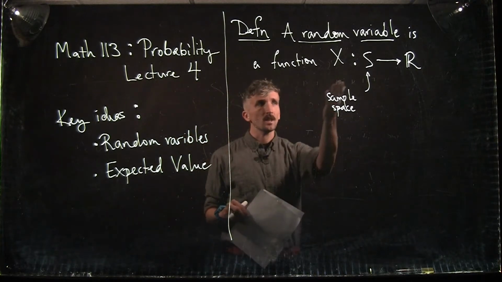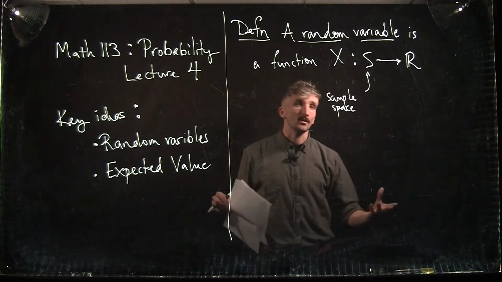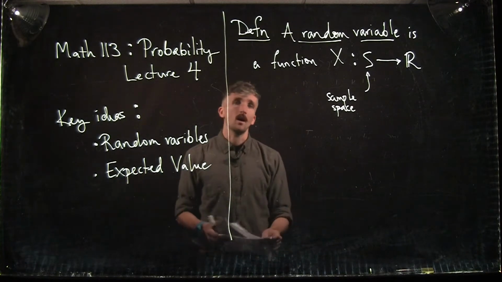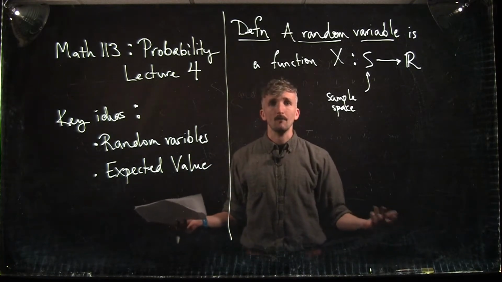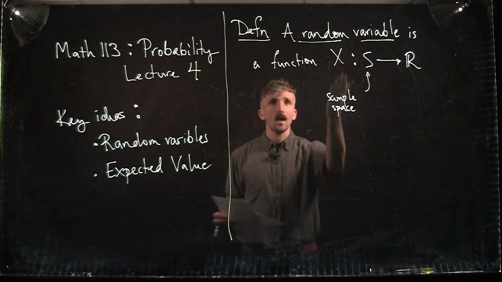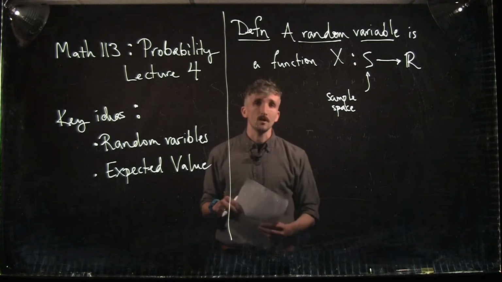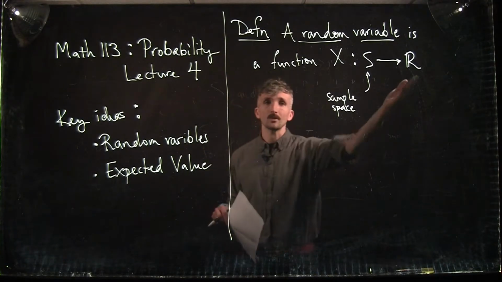But of course, we can apply this in lots of practical situations. So we have some sort of sample space, right? Maybe it's the sample space of video poker hands, and our random variable might tell us how much money we win for each video poker hand. That's, of course, a real number.